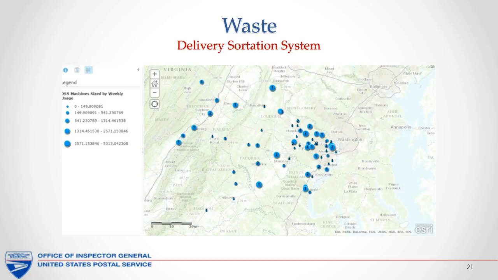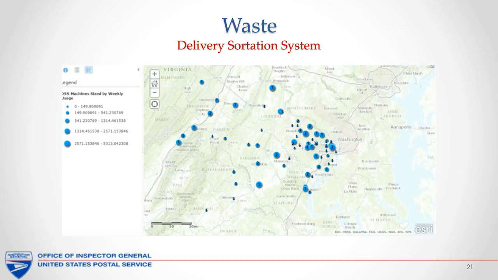In this next example, we were looking at waste from an audit perspective. The Postal Service has these particular machines called delivery sortation systems, and they help sort mail at the plant level. Audit wanted to focus in on the Northern Virginia area. They wanted to say, okay, where do we currently have these machines? How much are they being used? Are they being used efficiently and effectively, or could they be utilized elsewhere?